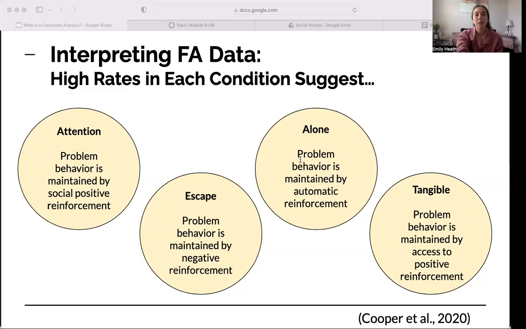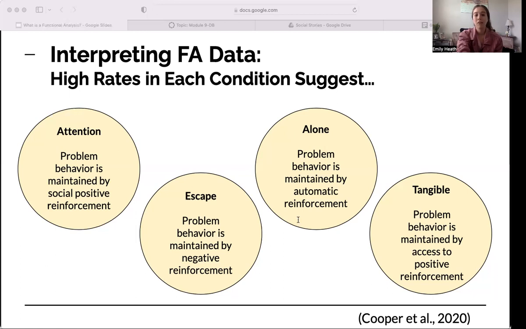High rates in the escape condition, the problem behavior is maintained by negative reinforcement. So for example, a student biting an instructor when demands are placed and the instructor stopping the demand after getting bit, that's providing negative reinforcement. If there are high rates in the alone condition, problem behavior is maintained by automatic or sensory reinforcement. So for example, a client who continuously bites their nails during this condition, we would say that's maintained by automatic reinforcement.